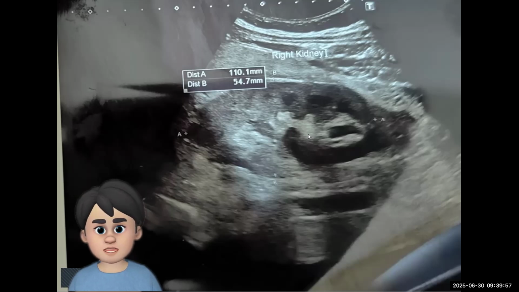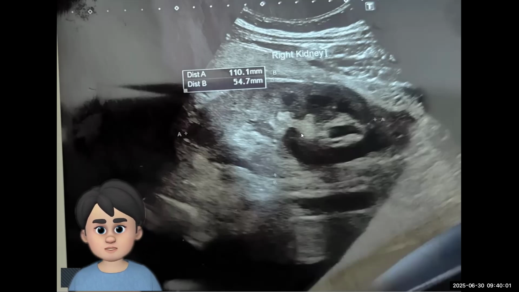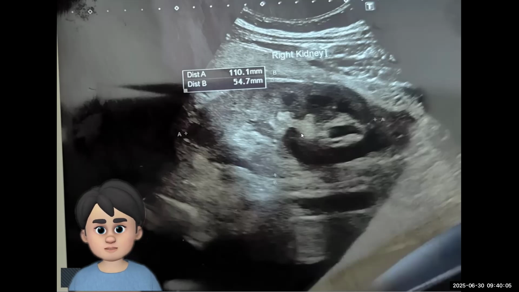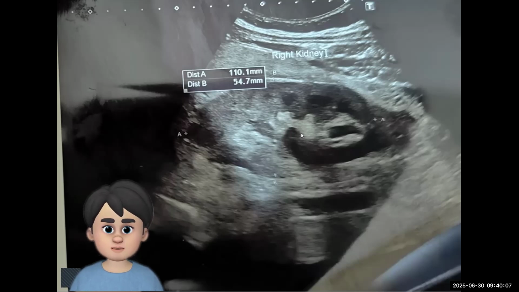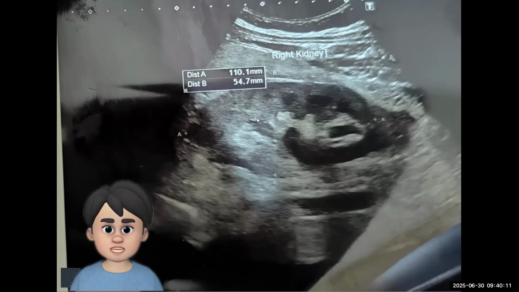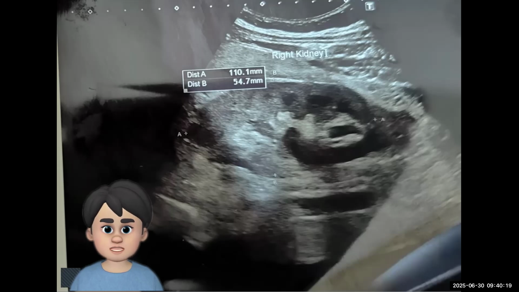Grade 2 is kind of intermediate. We checked with the radiologist, who said there is some calyceal involvement. This is the kidney with mild hydronephrosis. I'll now show you the ultrasound scan of a normal kidney and the hydronephrotic kidney.